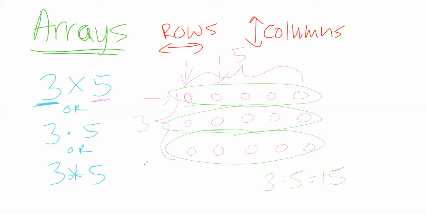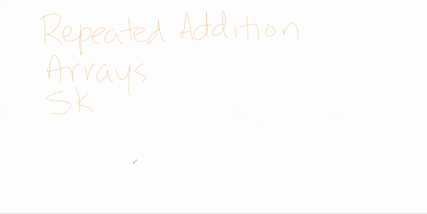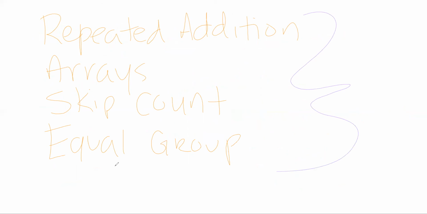We could even skip count looking at the columns. 3, 6, 9, 12, 15. Again, 3 times 5 is giving me 15. So these are kind of the things that we're really playing around with. This idea that we can have repeated addition. We can do arrays. We can skip count. And we can do this concept of like an equal group. So let's play with all that real quick. We only have like another minute or so left in our video. So let's play with all of this.